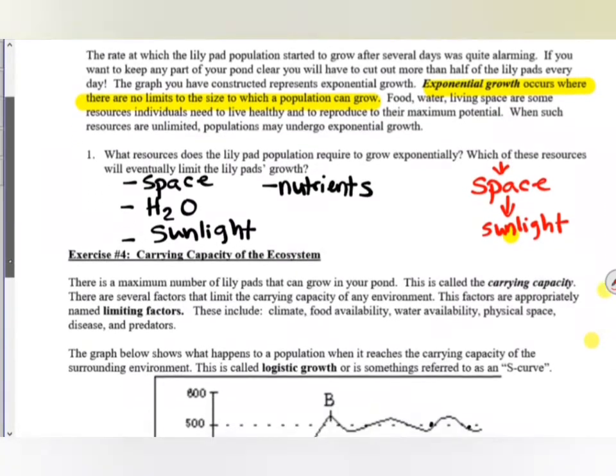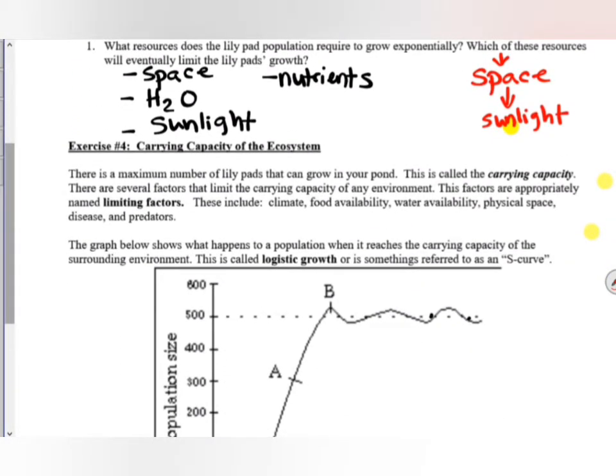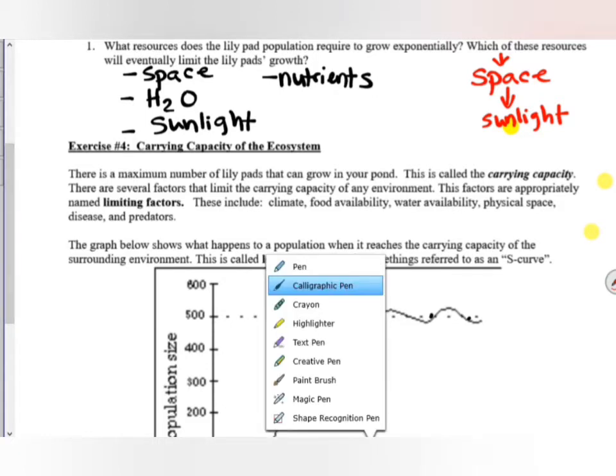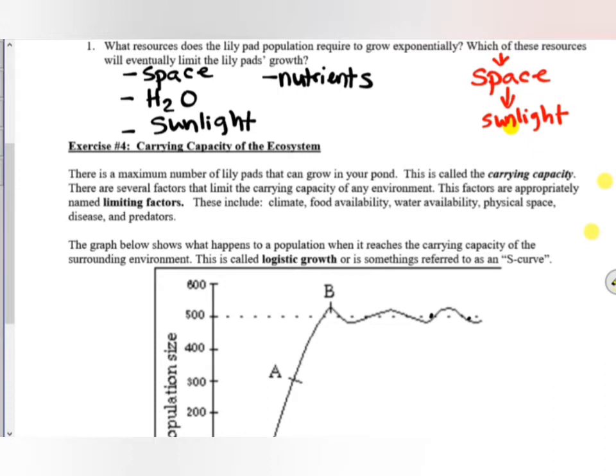Okay, today we're going to introduce 2 new terms for this unit that you need. We learned about exponential growth, and you graphed exponential growth in our last class. Today, you're going to learn about carrying capacity and what limiting factors are. So I want you to come in, we're going to read this, and we're going to highlight our definition. There is a maximum number of lily pads that can grow in your pond. There's also a maximum number of organisms that can live in an ecosystem, and that is carrying capacity. It's the maximum number, in this case of lily pads, but of any organism in an ecosystem.